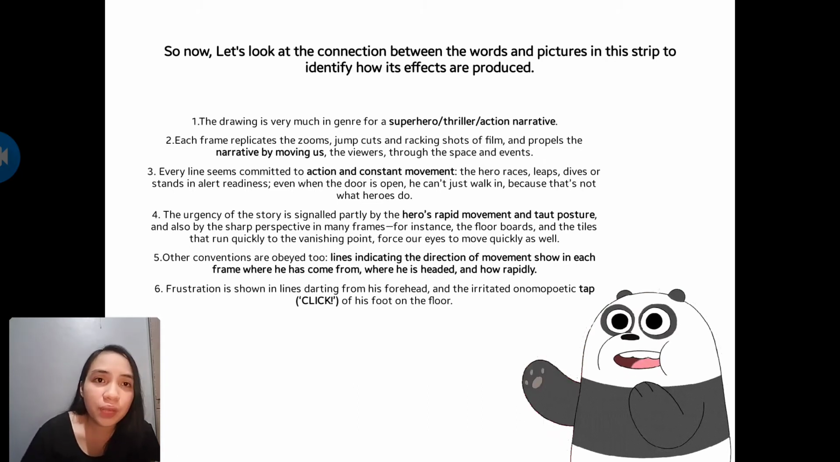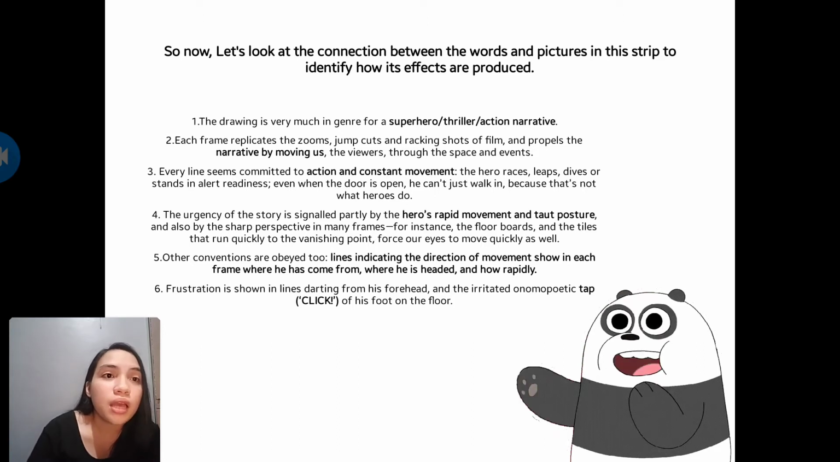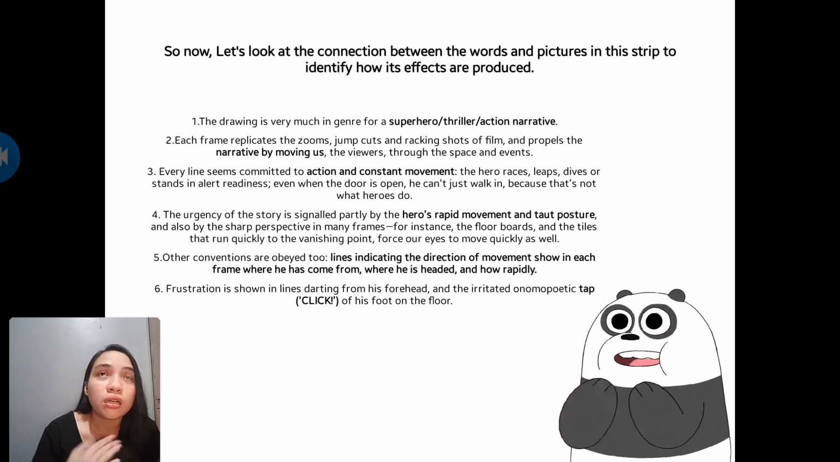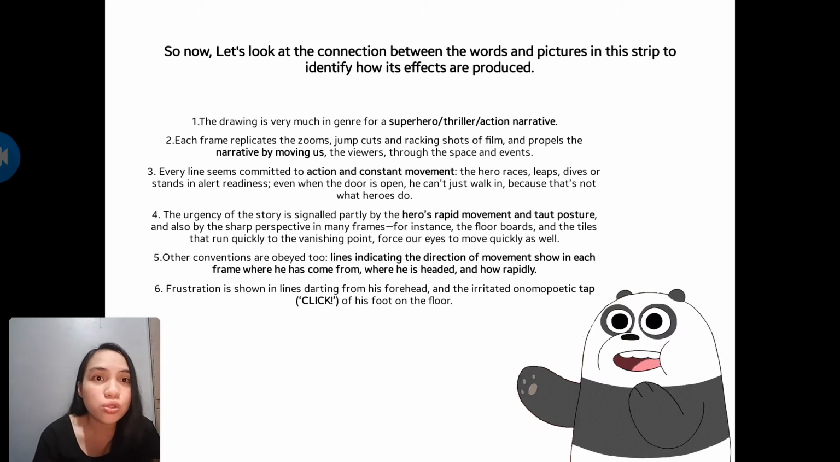Second, each frame replicates the zooms, jump cuts, and rocking shots of films and propels the narrative by moving us, the viewers, through the space and events. So as we can see in the comic strip, the character moves from one place to another, which catches our attention to move from one place to another also. So the image has impact on how the character moves.